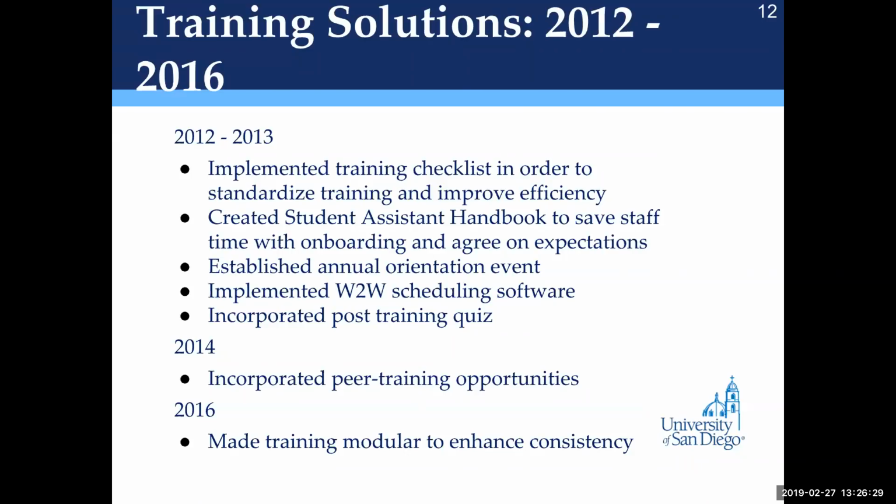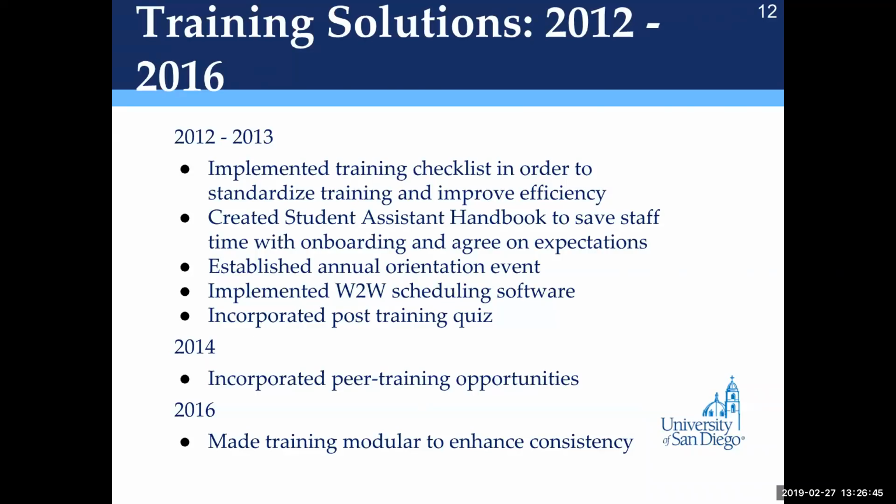In 2014, we incorporated some more peer training opportunities into our checklist. We noticed that there were a lot of opportunities where students who had a year of experience or a semester of experience could show other students how to do things, so we incorporated those elements.